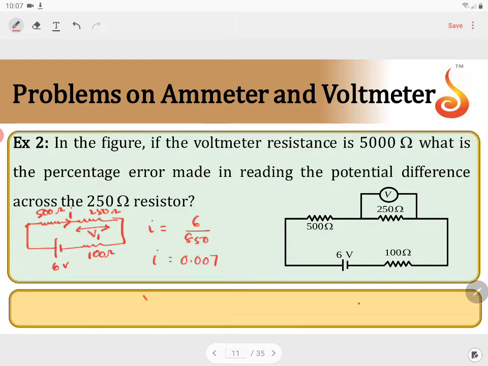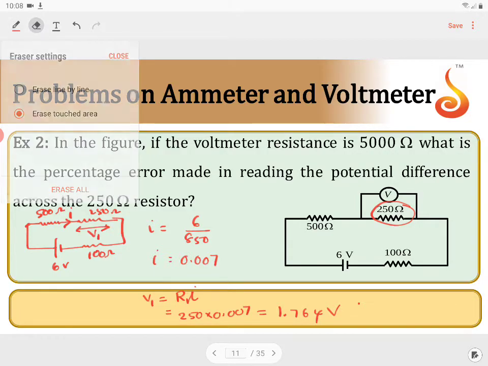Say it is V1. So V1 is equal to R into I. R value is 250 and I value is 0.007. So now the value will be 1.764 volts. So without voltmeter, the potential difference across the 250 ohm resistor is this much, 1.764.